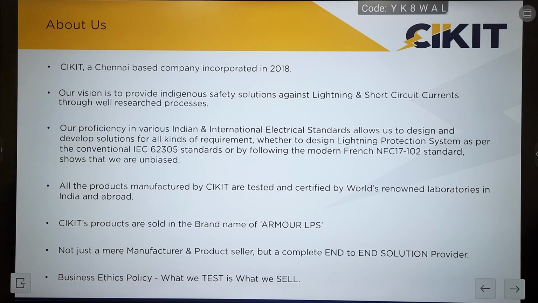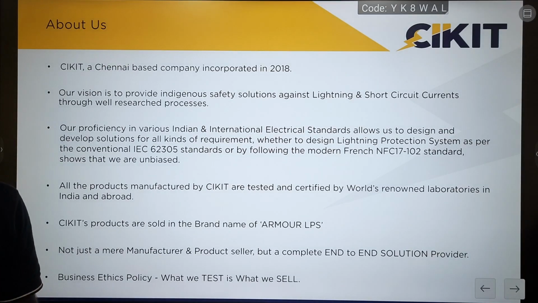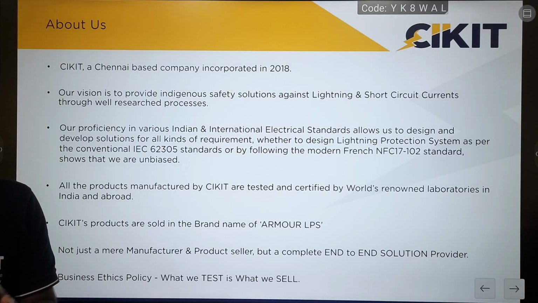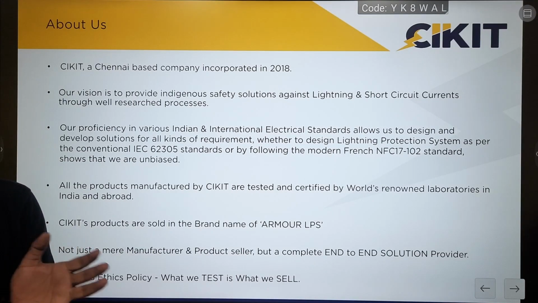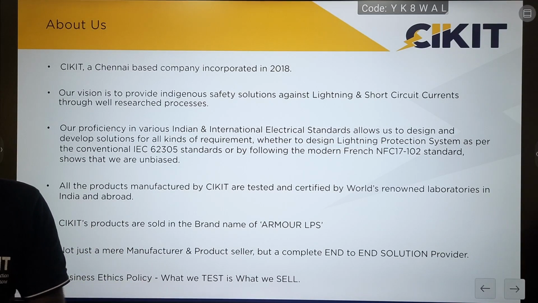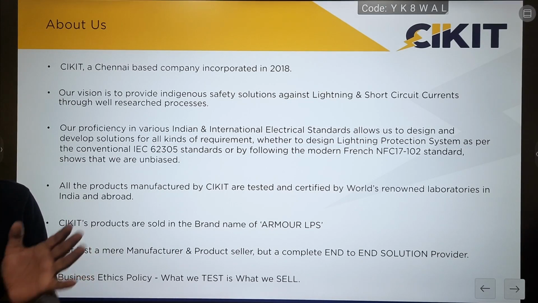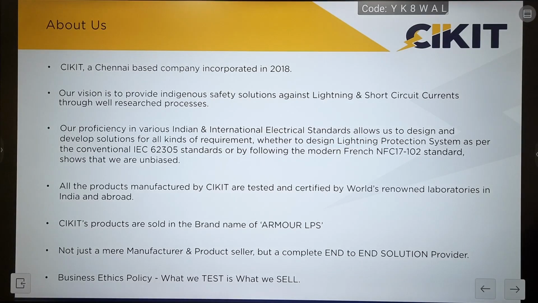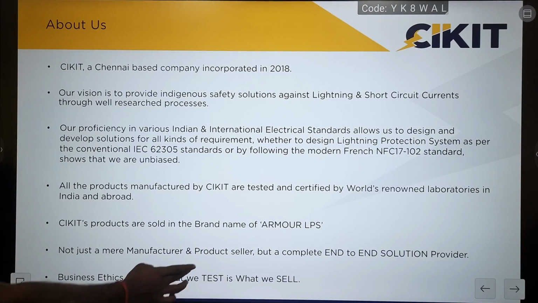And as I mentioned, we cannot go for a generalized solution for all site conditions. So we provide a customized solution for the particular site based on the standard specification. We follow different standards for different applications, so we won't stick to the same standard. We provide solutions based on the suitable standard for those particular site conditions.